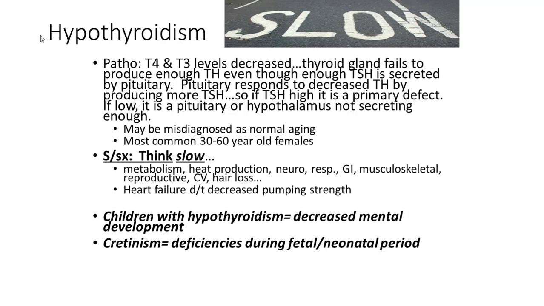TSH is actually secreted by the pituitary gland. Oh, I just said that wrong. The T4 and T3 levels will be decreased. The thyroid gland does not produce enough thyroid hormone, so the pituitary secretes more TSH. So if the TSH is high, it's a primary issue, so basically saying the thyroid is the problem. If the TSH is low, it has to do with the pituitary or the hypothalamus not secreting enough TSH, if that makes sense.